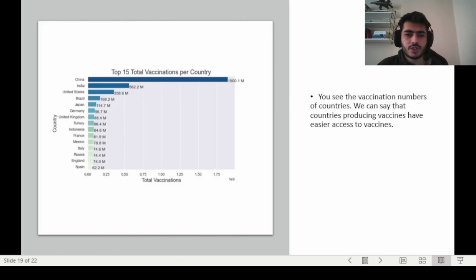In this graph, which we drew with the help of Seaborn, we visualized the vaccine status of countries in a different way.